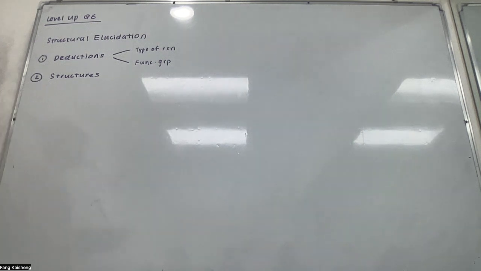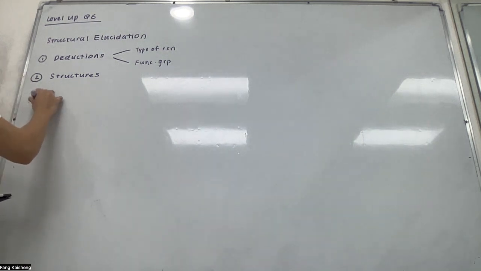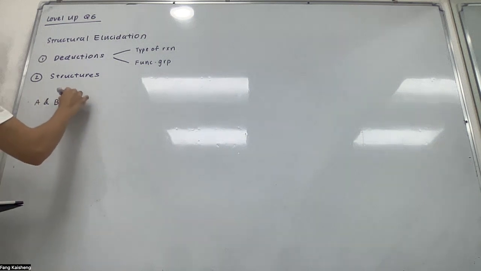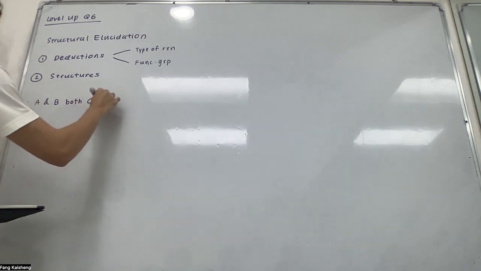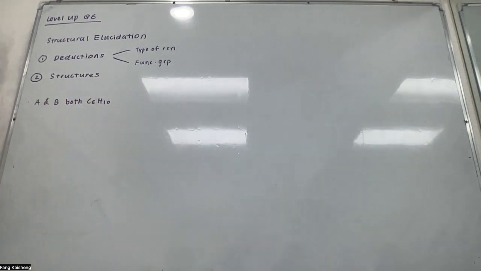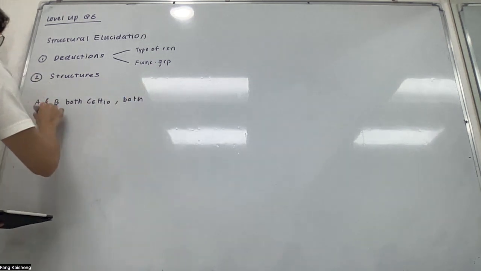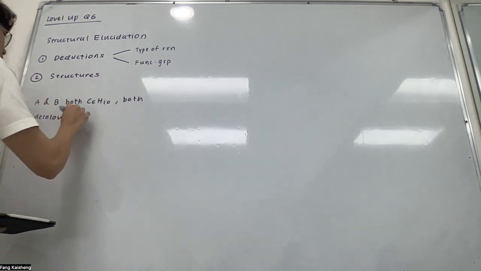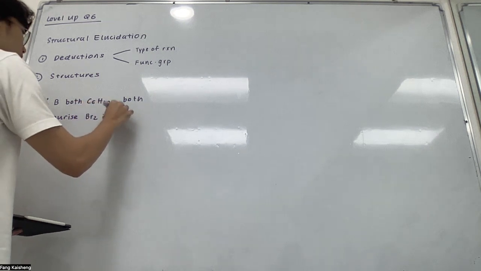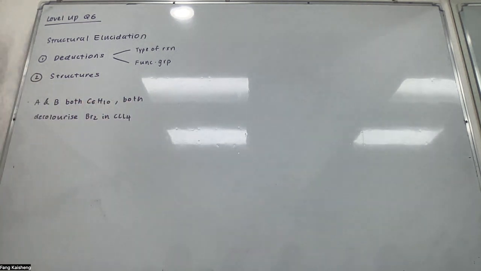Both decolorize bromine in CCl4. Pause that. Okay, so go write this down. We start here. A and B both, don't write word for word, because that's stupid, you're wasting time. Write in broken English because it doesn't matter. You'll not get marks for this or be penalized for this. A and B are both C6H10, both decolorize Br2 in CCl4. What on earth does this mean? What does it mean if you can decolorize Br2 in CCl4?